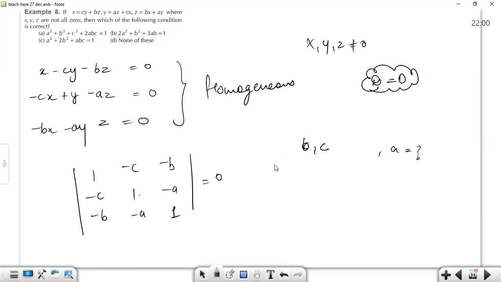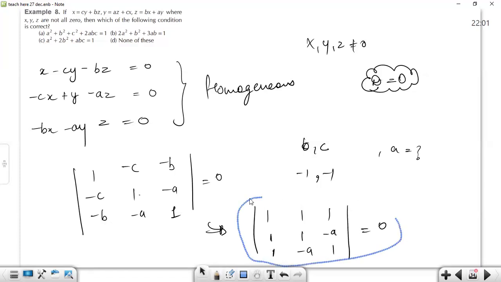So let's assume some convenient values for b and c. Since they are having minus with them, let me consider b and c as -1 and -1. Now the determinant has become 1, 1, 1, and this is minus of a, 1, and 1, of course. -1 into minus, plus 1 to minus of a. This is 0. Now let's solve this determinant on the next page.